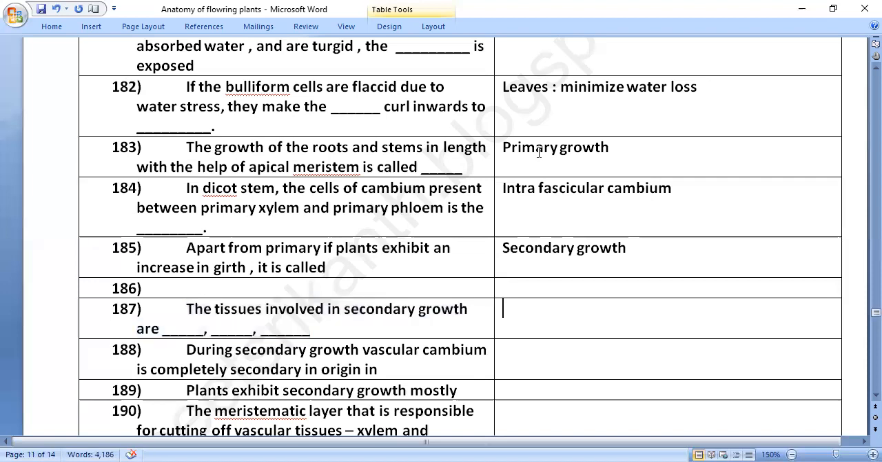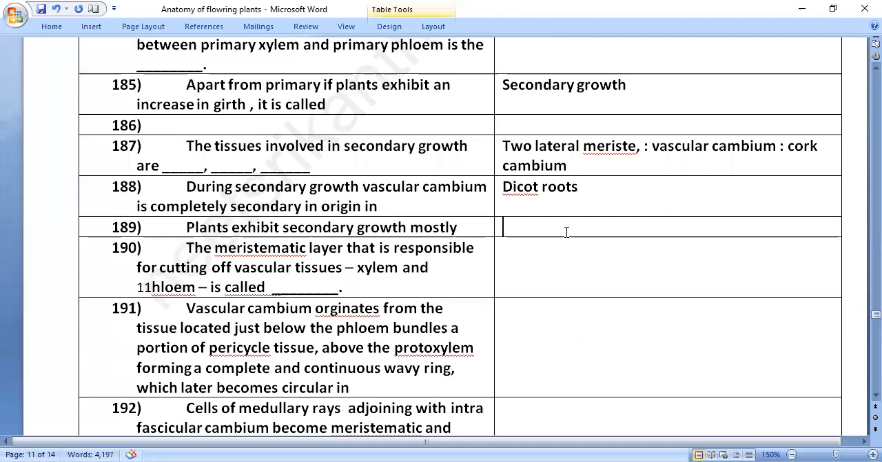The tissues involved in secondary growth are two lateral meristems, vascular cambium and cork cambium. During secondary growth, vascular cambium is completely secondary in origin in dicot roots. Plants exhibit secondary growth mostly in dicotyledonous plants.